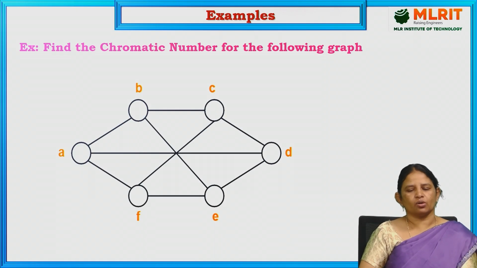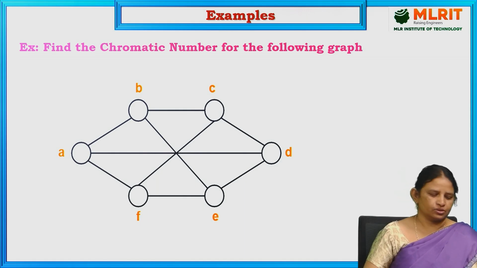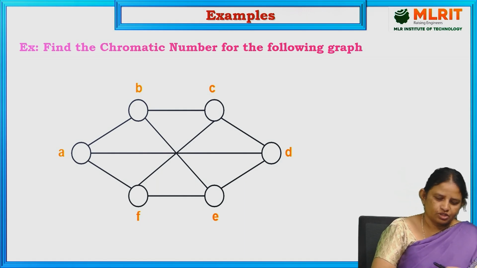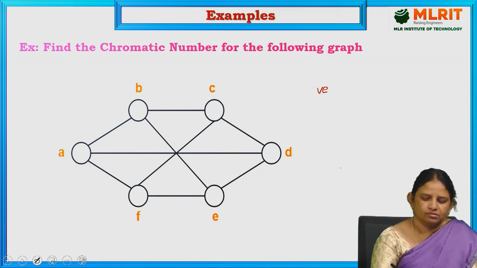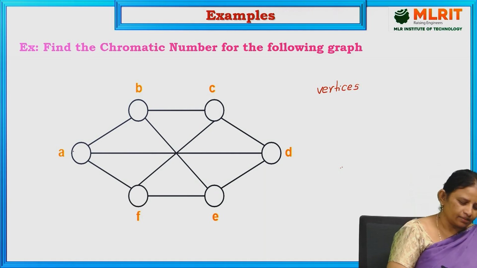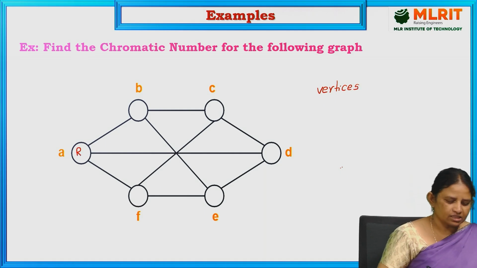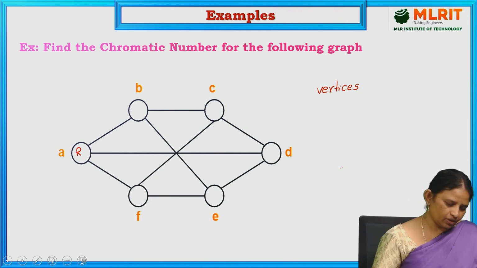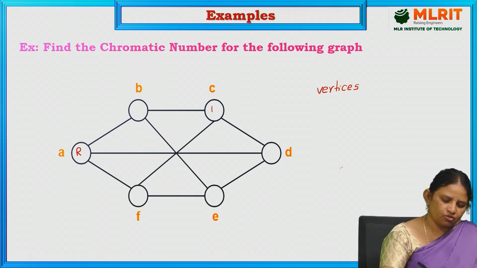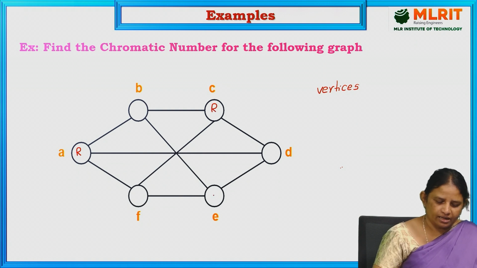Next, find the chromatic number for the following graph. What is the total number of vertices? A, B, C, D, E, F. So, 6 vertices are there. We can use red color. A is red color. What are the adjacent vertices for A? B is adjacent, D is adjacent, F is adjacent. So we can't use the red color for B, F and D. We can use red for C and E because these two are not adjacent.